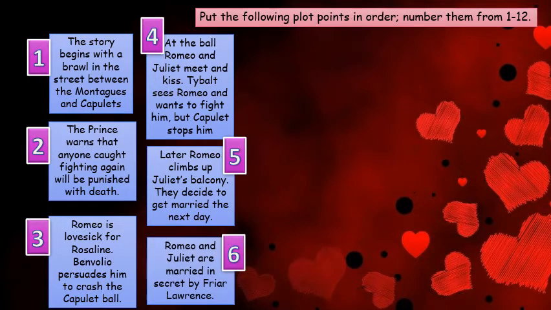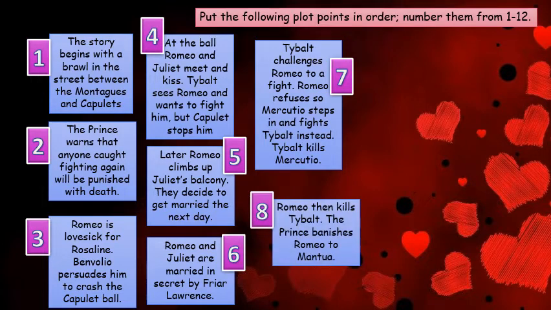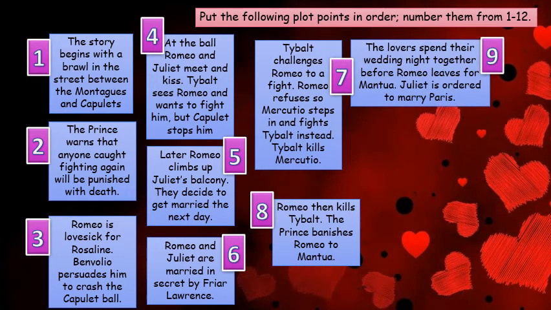Romeo and Juliet are married in secret by Friar Lawrence. Tybalt challenges Romeo to a fight. Romeo refuses, so Mercutio steps in and fights Tybalt instead. Tybalt kills Mercutio. Romeo then kills Tybalt in retaliation, and the prince banishes Romeo to Mantua. Romeo feels this is a punishment worse than death. However, he does spend the night with his new bride before he leaves for Mantua.